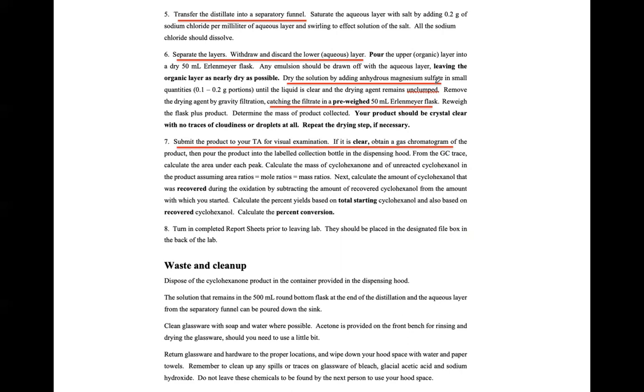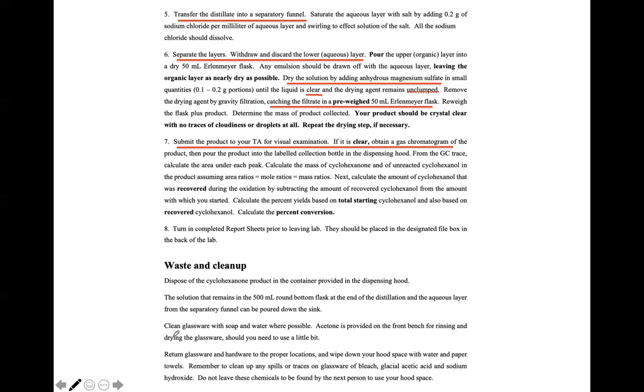After the drying agent has been added and the solution is clear, it's very important that it's clear, ask a TA, please, if you're unsure here. Then you can move on to the next step, which is taking a gas chromatogram of your product. Okay, so what we're interested in here is to see how much of the cyclohexanol, which is the starting material, is left over. And on the basis of that, we're going to make an assessment of what the yield of this reaction was.